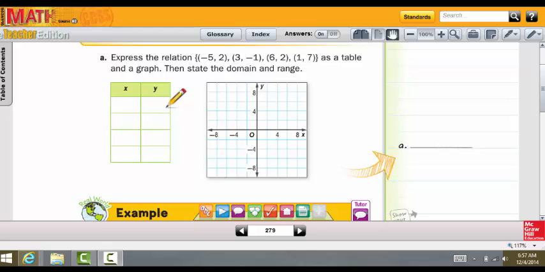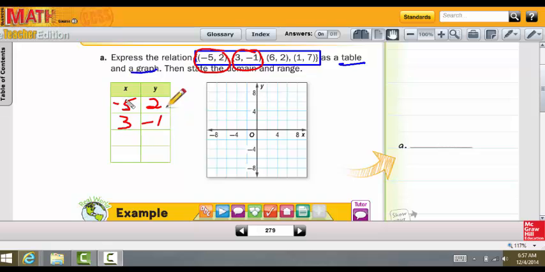Here are your solutions to the letter problems for section 4-2. First thing they ask you to do is to express this relation as a table and then as a graph. So the first part of that is really quite easy. We're going to place these values as coordinate pairs into the table. So obviously we're going to have -5, 2, 3, -1, etc.